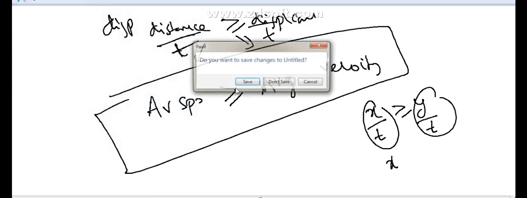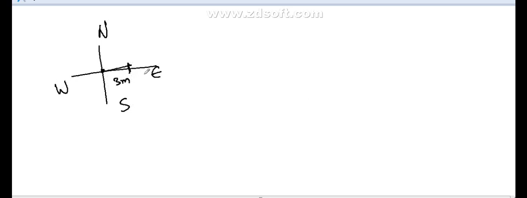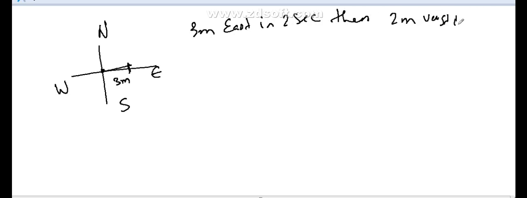Shall we do a small problem? A boy walks 3 meters east in 2 seconds. Then he walks 2 meters west in 3 seconds.